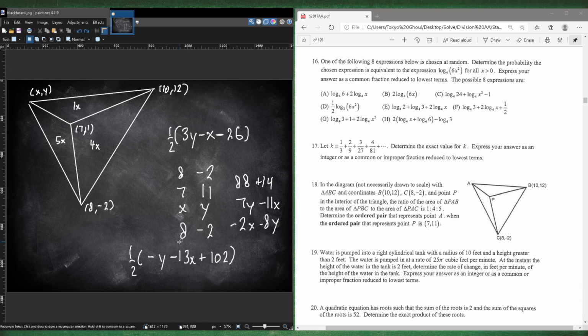So we know what the ratio between those two triangles is. It's going to be a 1 to 5.